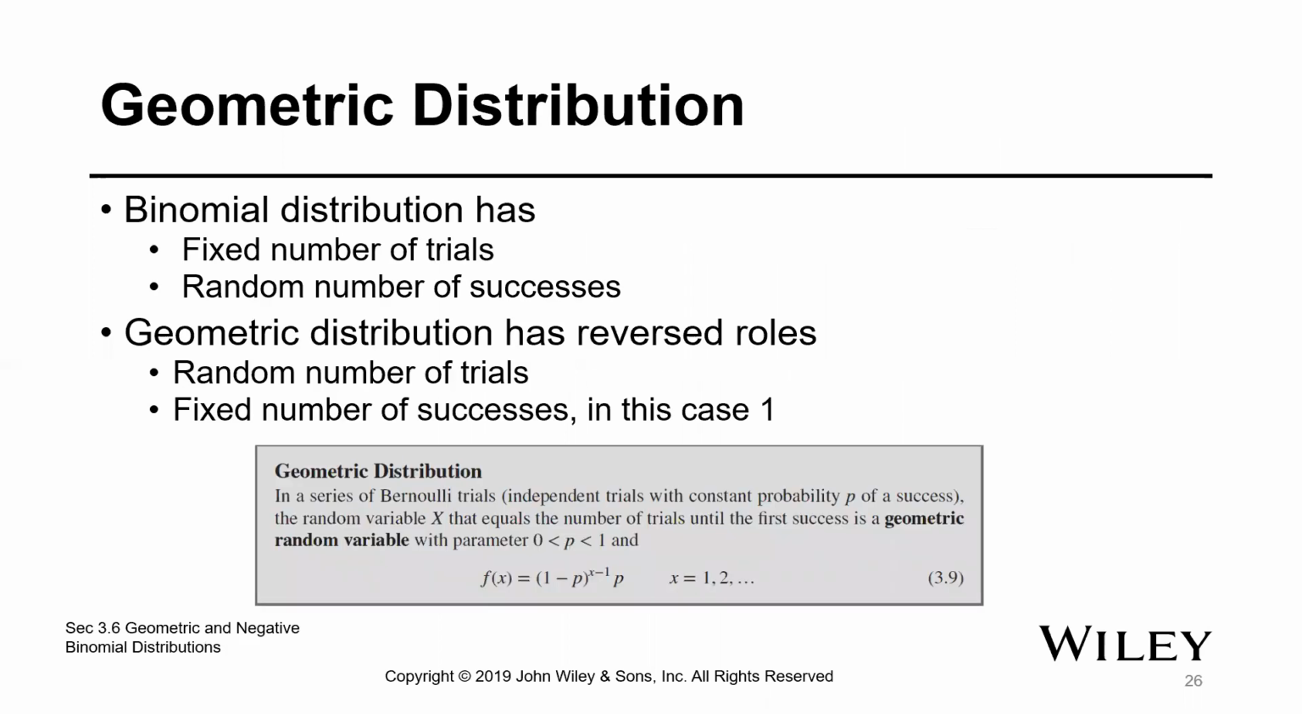So a binomial distribution simply has a fixed number of trials and a random number of successes. A geometric distribution has reverse roles. You have a random number of trials and a fixed number of successes, usually 1. So this is the formula: (1 minus p) to the x minus 1 times p. This is Bernoulli trials, independent trials with constant probability p of success. The random variable x that equals the number of trials until the first success is a geometric random variable.